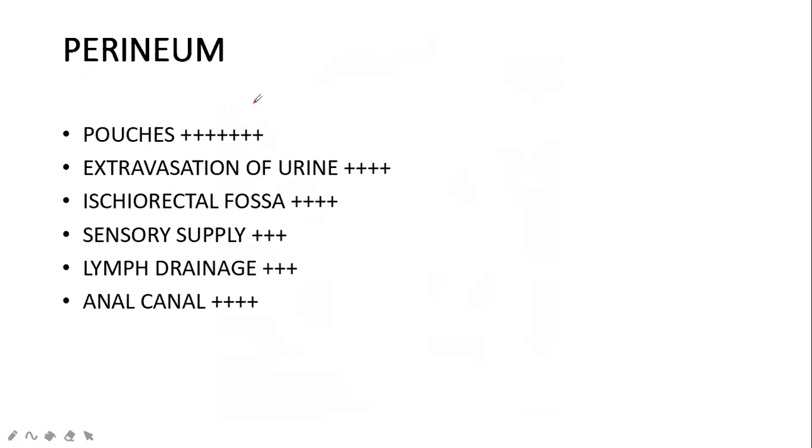Now let's move on to the perineum, and we'll quickly go through these features which are very important for the exam: lymph drainage, the anal canal, the sensory supply, the ischiorectal fossa, extravasation of urine, as well as the pouches. I want to start with the sensory supply so that we don't waste time, looking specifically at the pudendal region. I'll look within the males first.